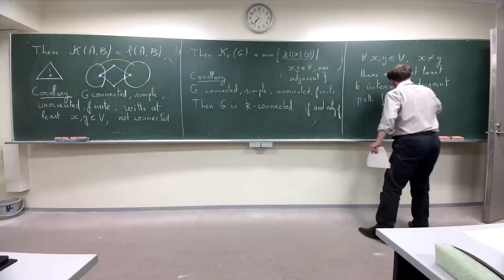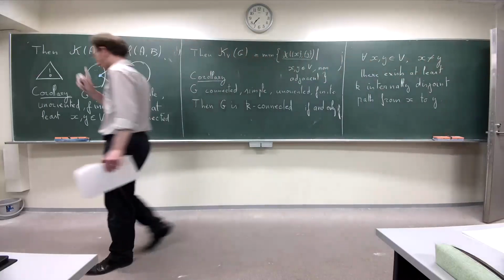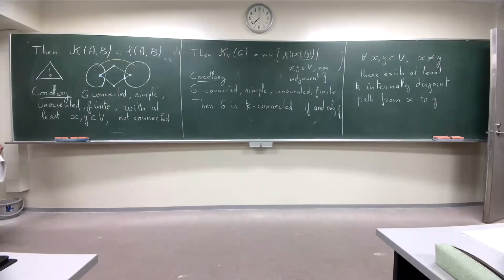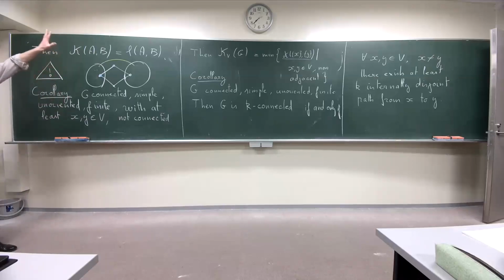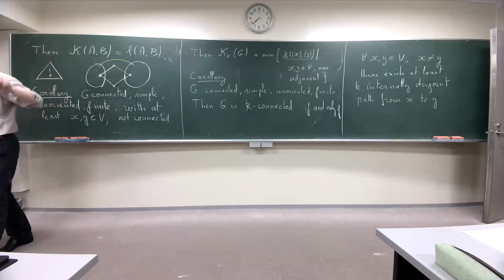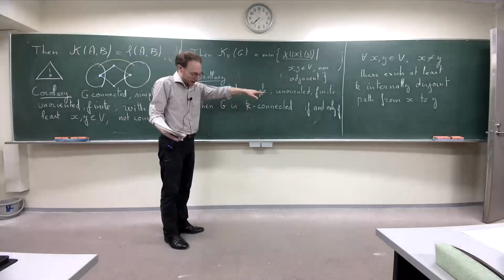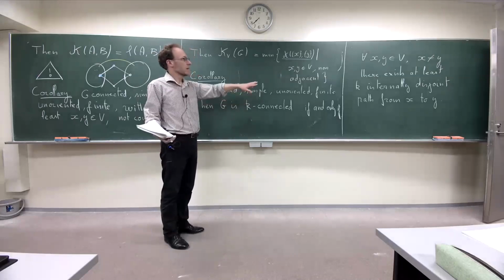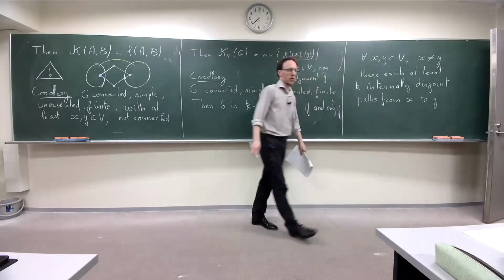From X to Y. Maybe you have the feeling that I'm just turning around the same notion. It's indeed the case, but we have different views or different relations between the same objects. It's always linked to the stability of a graph with respect to removing edges or removing vertices. And if it is K-connected, if and only if it means that you have K internally disjoint paths from X to Y.